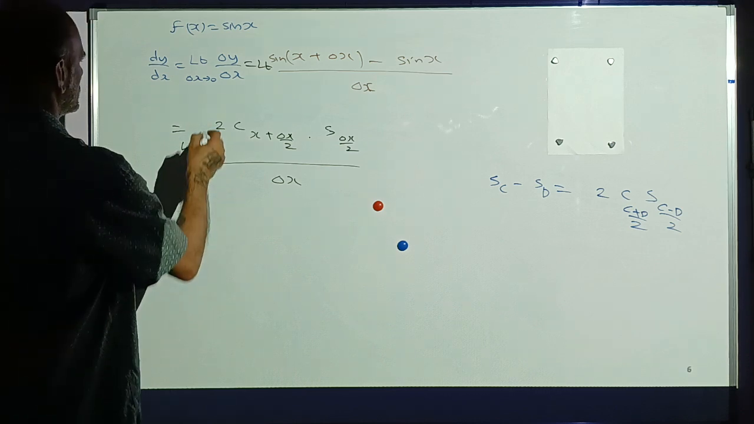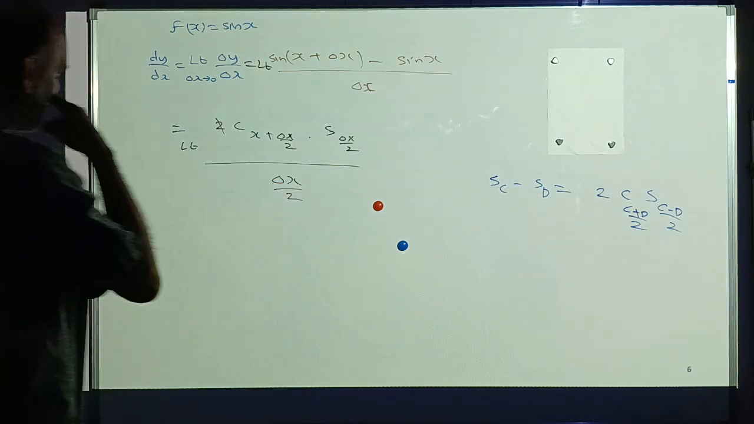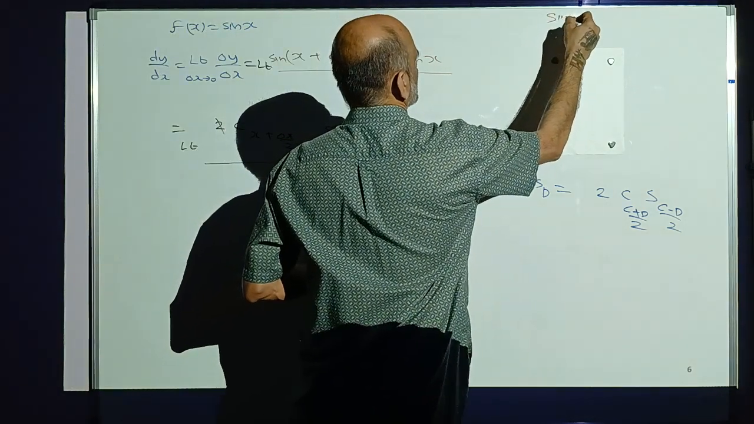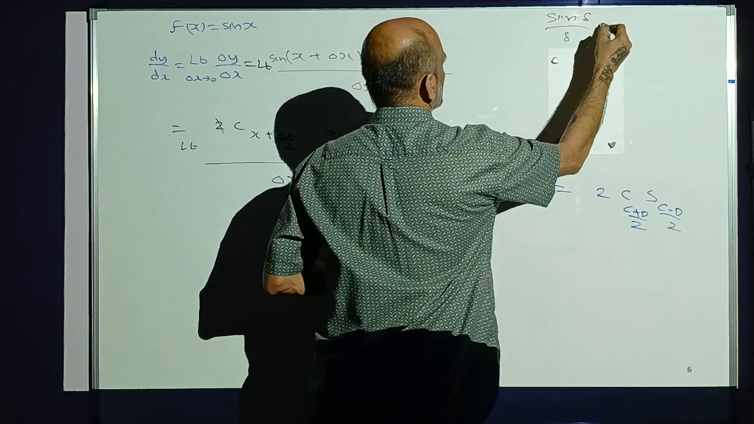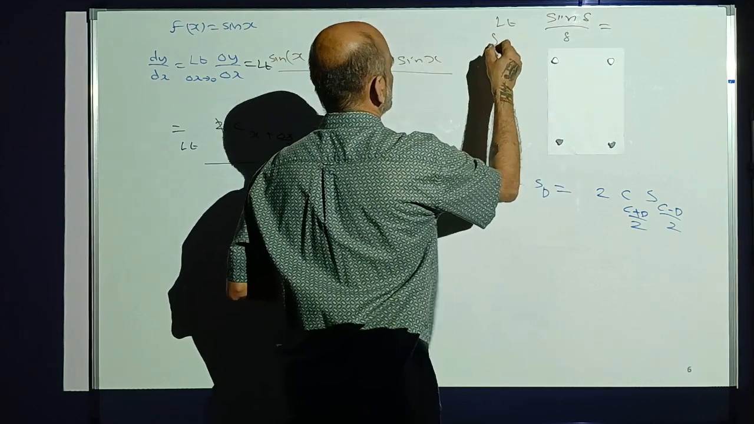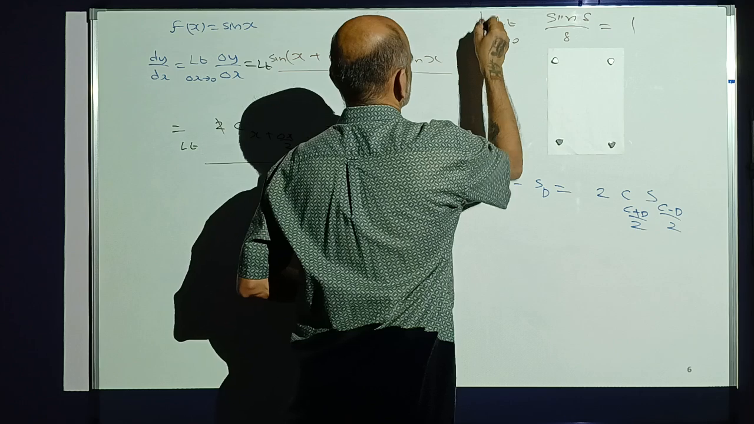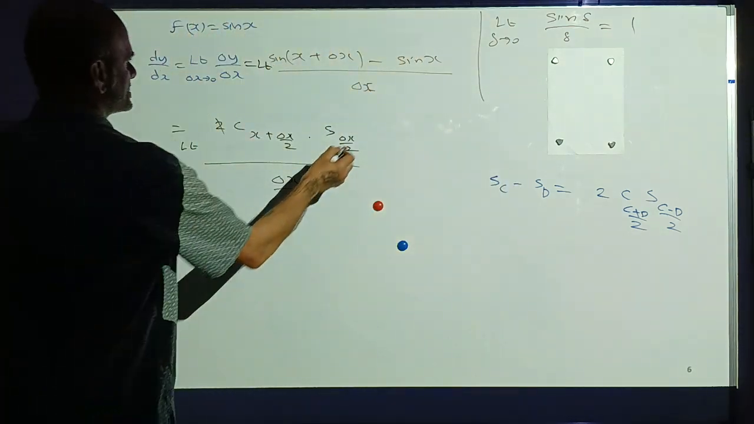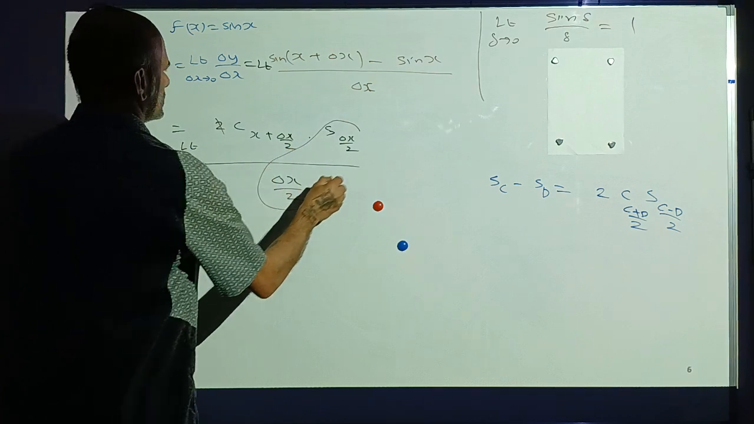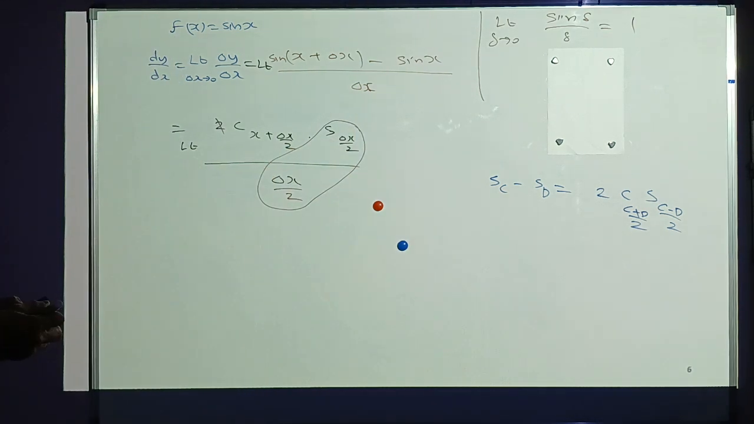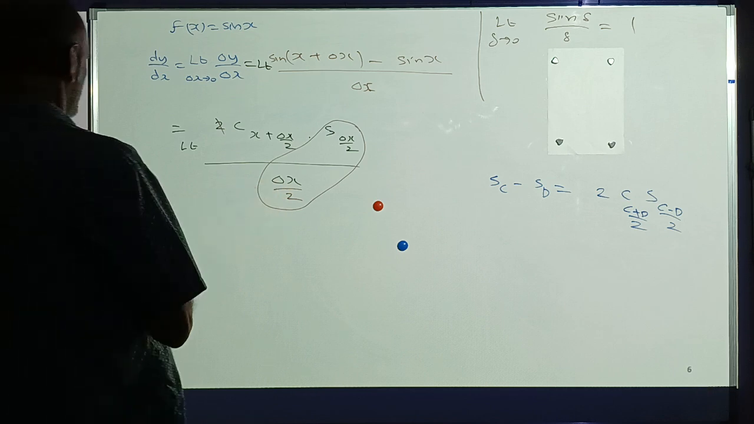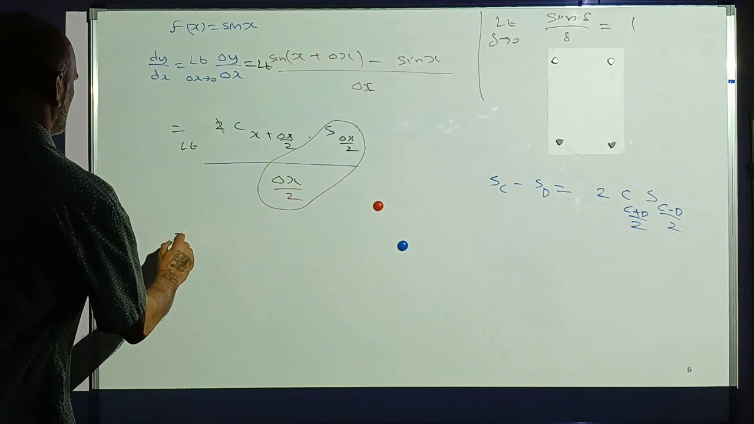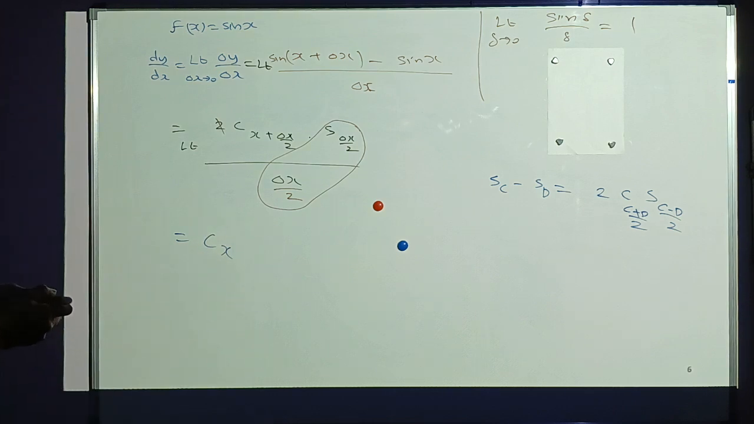So this 2 can be brought down here, and I use the result sin delta by delta in the limit delta tending to 0 is 1. That's the standard result. Here delta is delta x by 2, so this quantity, sin delta by delta, tends to 1. And here, if you put delta x tending to 0, I'll get the answer as cos x. So the derivative of sin x is cos x.